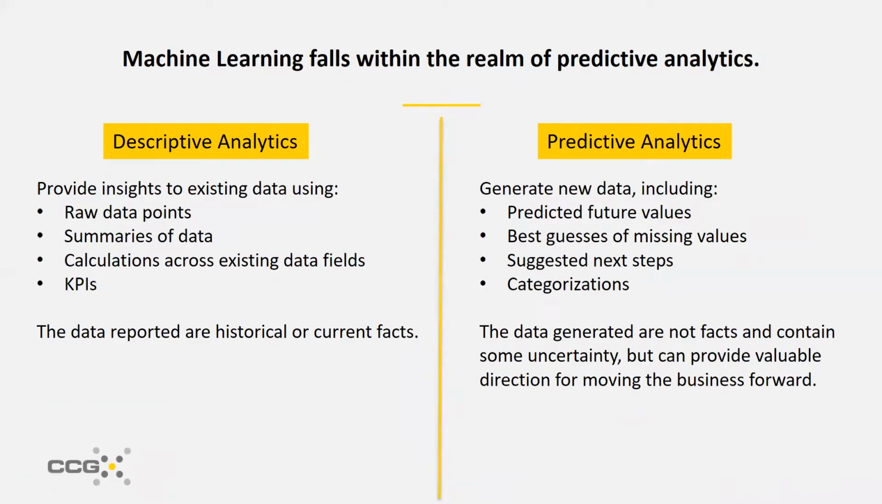To start with, machine learning is within the discipline of what we would call predictive analytics. To help define predictive from descriptive, a lot of what we do in descriptive analytics is we deal with data that is historical and known, right? It's real data, it's a fact, it can't really be disputed. So you deal with raw data points, you summarize data, you do calculations on existing fields, you put together KPIs, you visualize those, and you hope to get some sort of insight out of that.